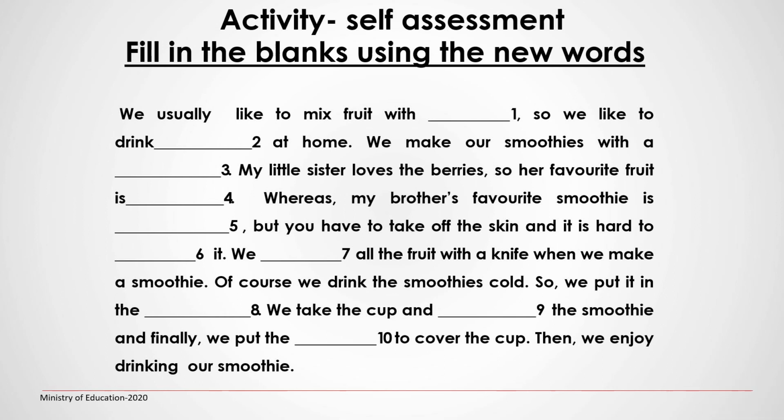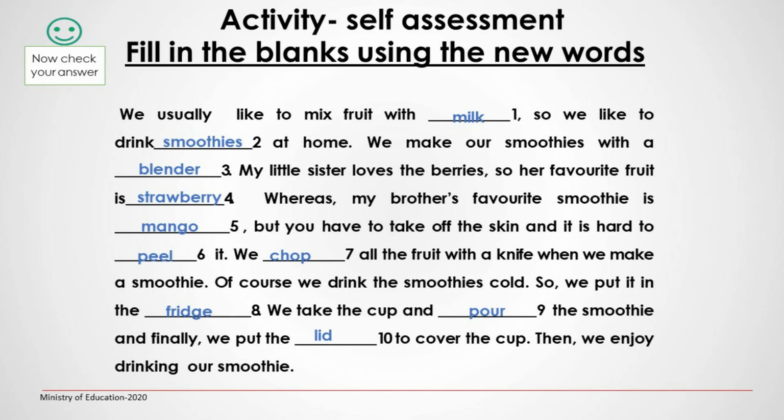Very good. I think you are done. Now let's check the answer together. We usually like to mix fruit with milk. So we like to drink smoothies at home. We make our smoothies with a blender. My little sister loves the berries, so her favorite fruit is strawberry. Whereas, my brother's favorite smoothie is mango.